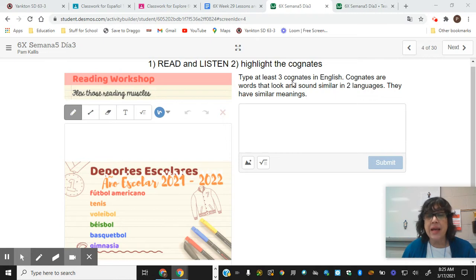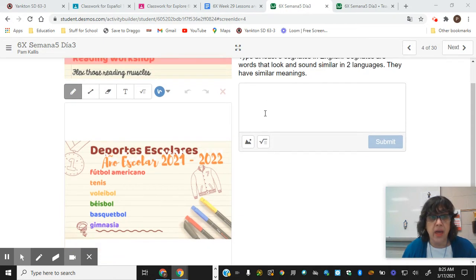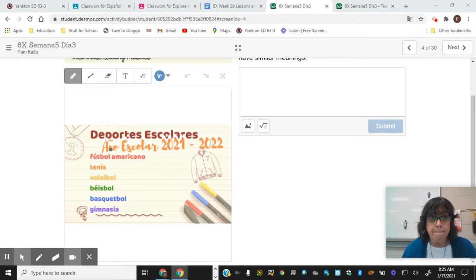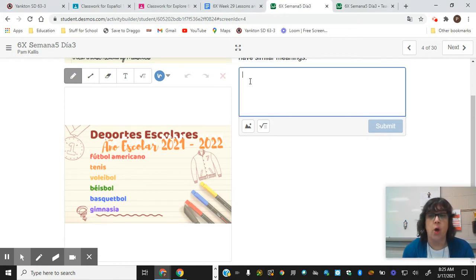Type at least 3 cognates. What are cognates? Cognates are words in two languages that look the same, sound the same, and mean the same. Type at least 3 cognates in English, okay? So, what are 3 words you can guess what they mean? Right here, type them in English. Ready, set, go.